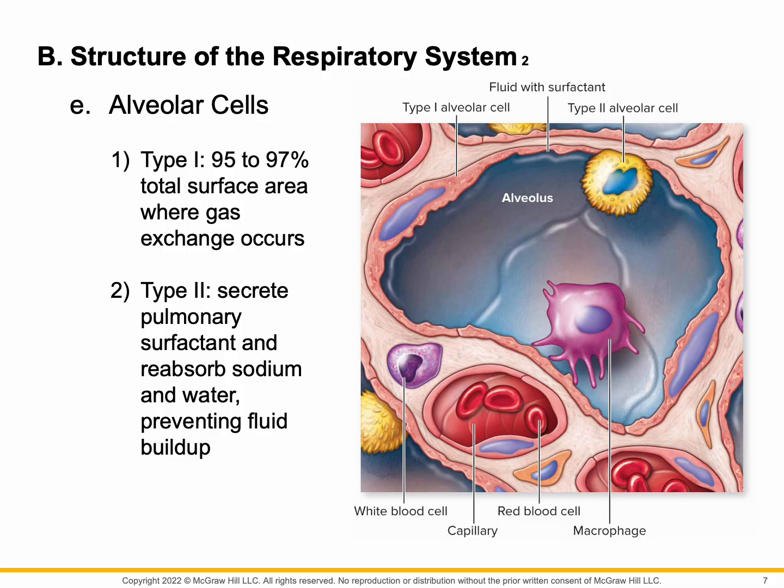The type 2 alveolar cells secrete pulmonary surfactant, which will reduce the tension on that surface lining and thereby increase the compliance of the lung as well as lower the work of the lung. The pulmonary surfactant that's secreted is very helpful to prevent collapse of the lung. Type 2 cells also reabsorb sodium and water, and they prevent fluid buildup.